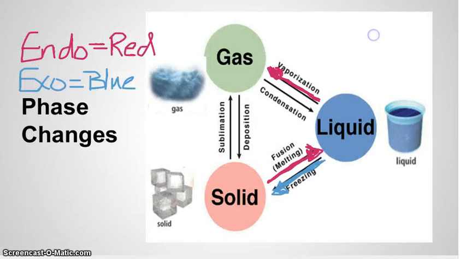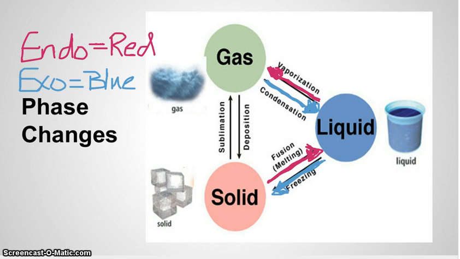Condensation does the opposite. That's where you take the gas and you are turning it into a liquid. So the most common one here would be, let's say, the dew on the grass, or condensation that's on the mirror in your bathroom after taking a hot shower. You're taking the water vapor that is in the air and cooling it, taking energy out of it, so it's exo, and turning it into a liquid.